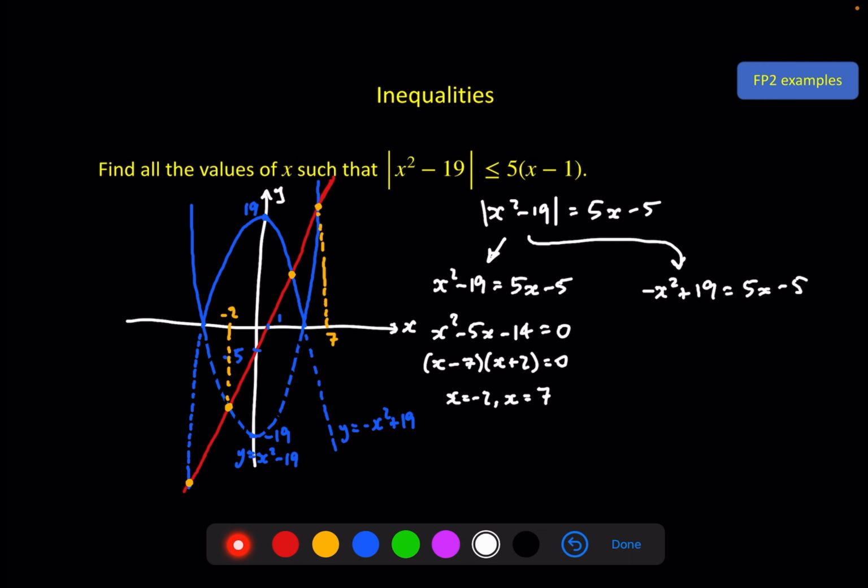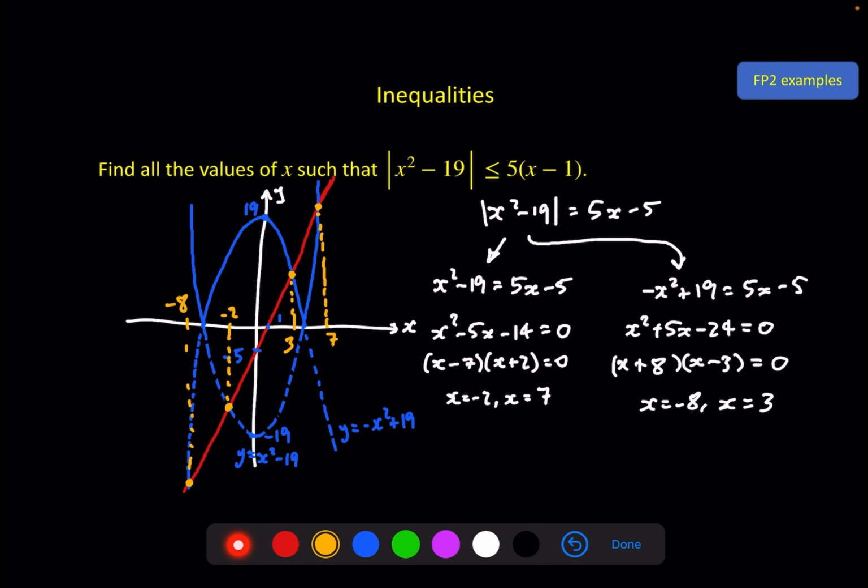And then solving the negative version of that modulus, we get x squared plus 5x minus 24. And that will factorize to give us the two answers, minus 8 and 3, corresponding to this one and this one here. So our two valid answers are this one and this one. And the two answers that we got as part of the process, which you might think were valid if you hadn't considered the graph closely, were this one and this one.